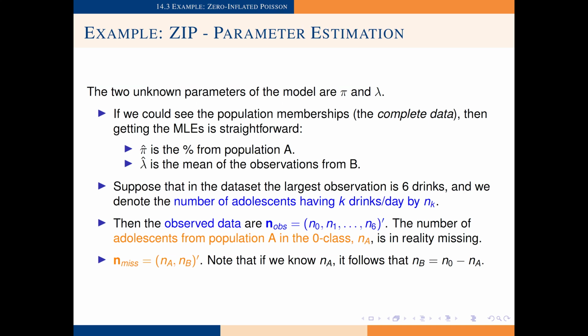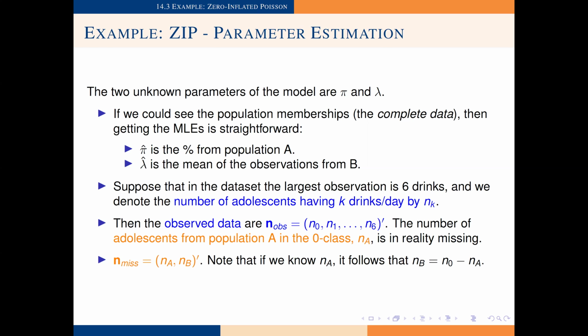For our simple ZIP model, there are 2 unknown parameters, which are pi and lambda. Pi is the proportion of individuals from population A, so it's essentially people who never drink. And lambda is going to be the mean or the expected number of alcoholic drinks for those who come from population B.